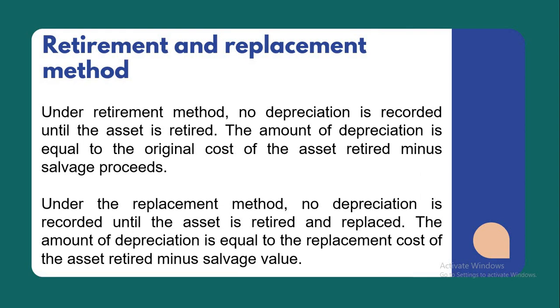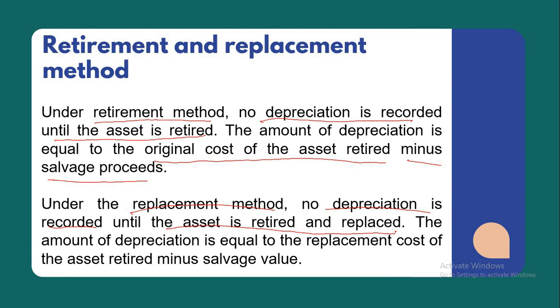Next is retirement and replacement method. So there are two kinds here, two kinds of methods. So una, retirement method. Okay, if you use retirement method, no depreciation is recorded until the asset is retired. So, dira lang daw ta mag-depreciate or mag-record of depreciation pag naay asset nga gi-retire. And the amount of depreciation is equal to the original cost of the asset retired minus salvage value. Okay? Under the replacement method, no depreciation is recorded until the asset is retired and replaced. So, naay dugang. Aside nga i-retire nimo siya, naay replacement nga mahitabo. And the amount of depreciation is equal to the replacement costs of the asset retired minus salvage value.